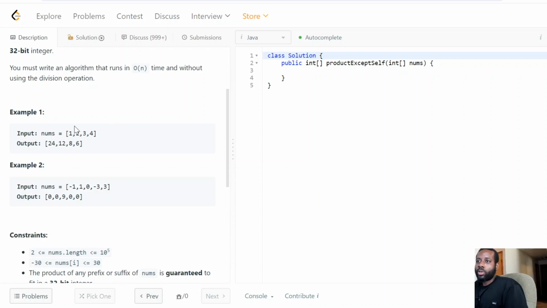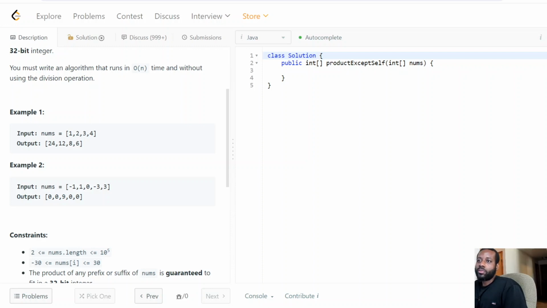The straightforward approach would have been to just multiply everything together and then go back and divide. So let's say we get 24. We do 24 divided by 1 is 24, 24 divided by 2 is 12. The division would practically remove that element from the total product that we have.